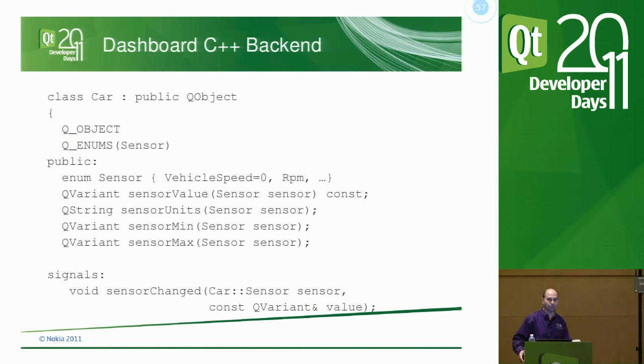Here's how you would make, say, a car object. A car object has a list of sensors, and can get a sensor value, units, a min and a max. The key here is we have the Q_OBJECT macro, we use Q_ENUMs, and we have a sensor. And this is good C++ so far.